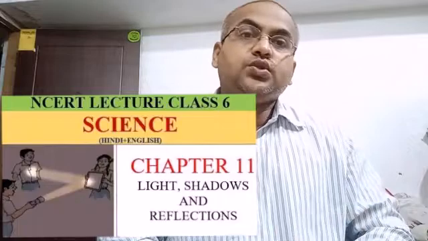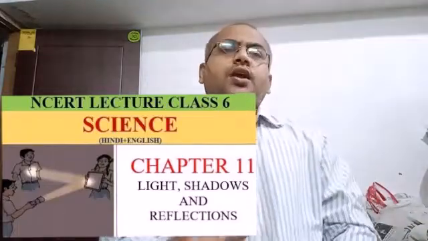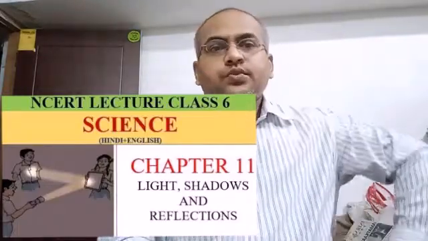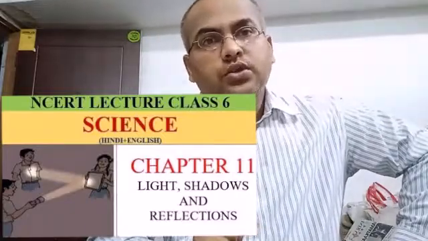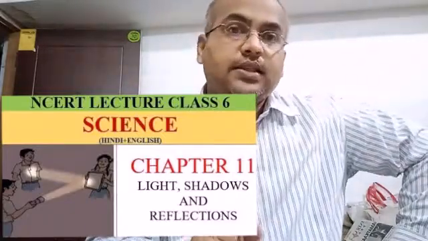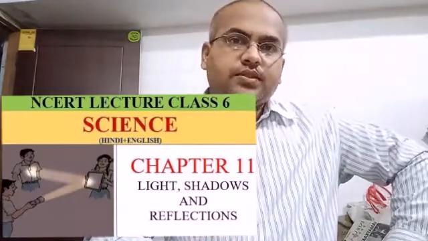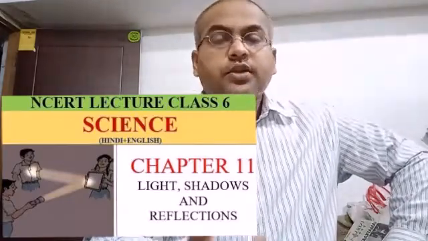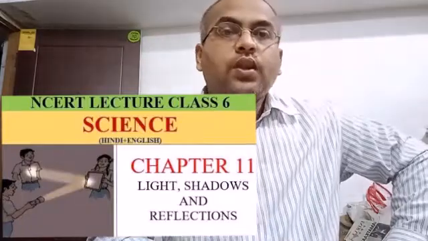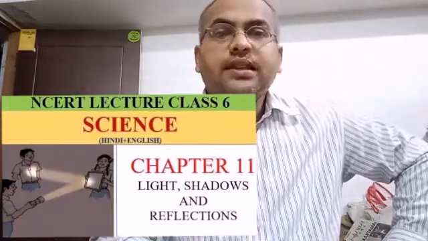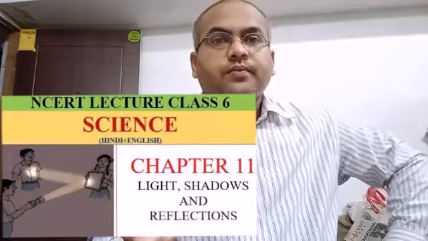Now comes the next topic, sources of light. There are two sources of light, class. The first one is natural source of light, like the sun. The sun is the best example of a natural source of light. The moon also, but the moon doesn't have its own light. It gets the light from the sun and then reflects it on the earth.